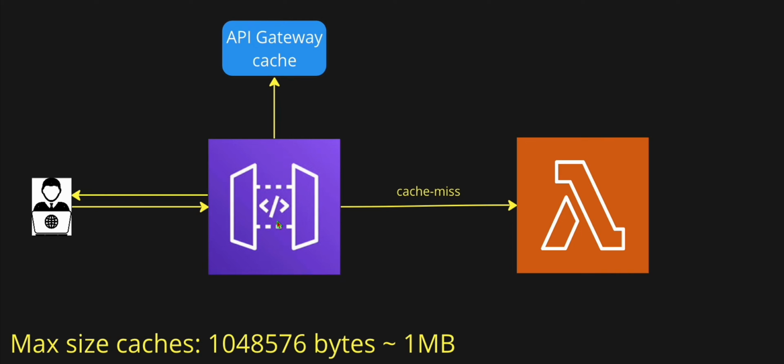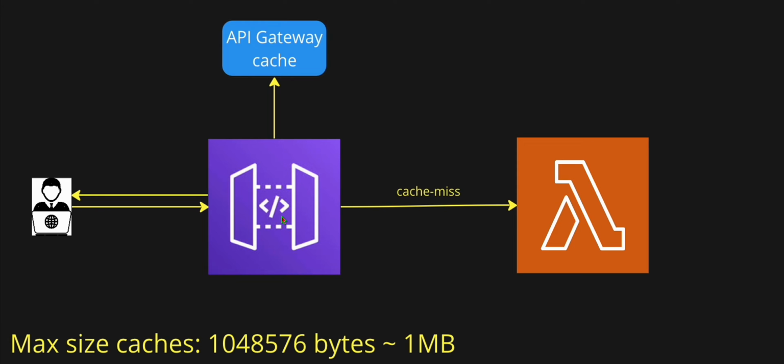When the client requests content from API Gateway, the API Gateway checks the cache first. If the content is not in the cache, then it goes to the integration point. In our case, it's a Lambda. So it gets the response from the integration point. Then it does two tasks. The first task is it sends the response back to the client as the client requested. And the second one, it saves the response in the API Gateway cache. With that, the subsequent requests are served from the API Gateway cache rather than calling the integration point.